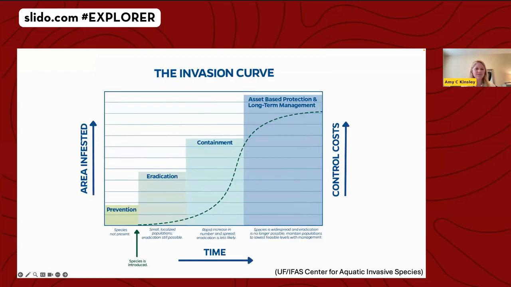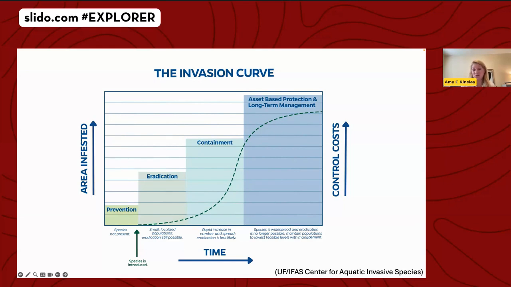I realize that I don't need to emphasize the importance of surveillance to this audience, but I do want to highlight that the earlier we detect the presence of an invader, the easier it is to eradicate or contain the populations and minimize long-term management costs. And so here I'm just showing the invasion curve with time on the x-axis and area infested and control costs on the y-axis. And as you can see, the longer it takes to detect an invader, the more area becomes infested, and then the harder and more expensive it becomes to limit further spread.